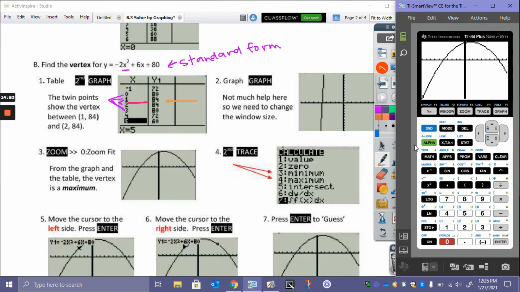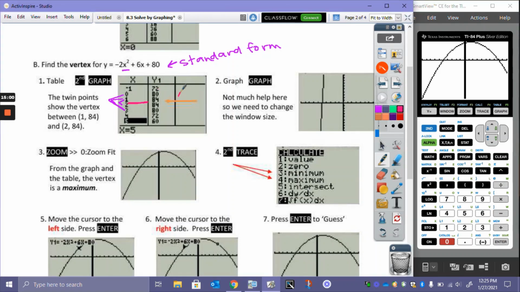Okay, so from the graph in the table, right, if you're looking at this table, 72 to 80, 80 to 84, that's an increase. And then we go from 84 to 80, 80 to 72, 72 to 60. So by looking at the table alone, we can tell that we have a maximum. But if that is not all the assurance you need, you can also tell just by looking at your graph in the calculator that we have a maximum.